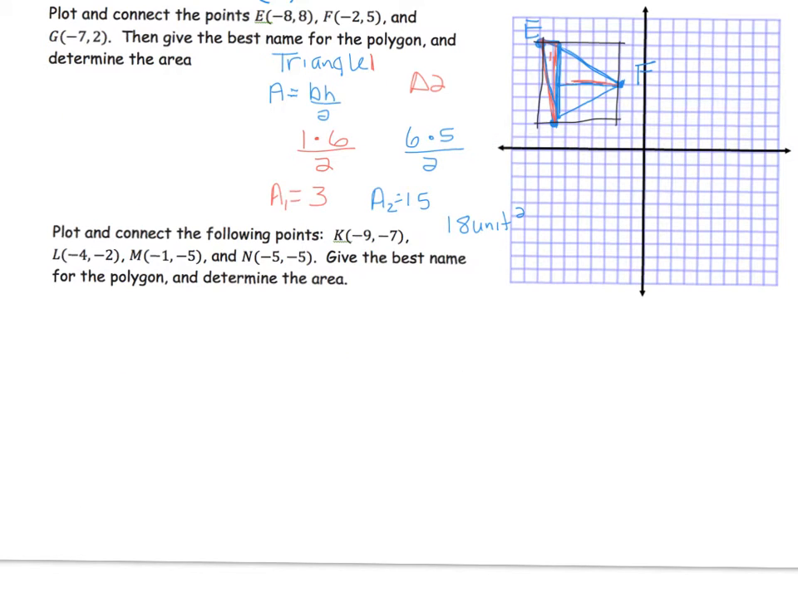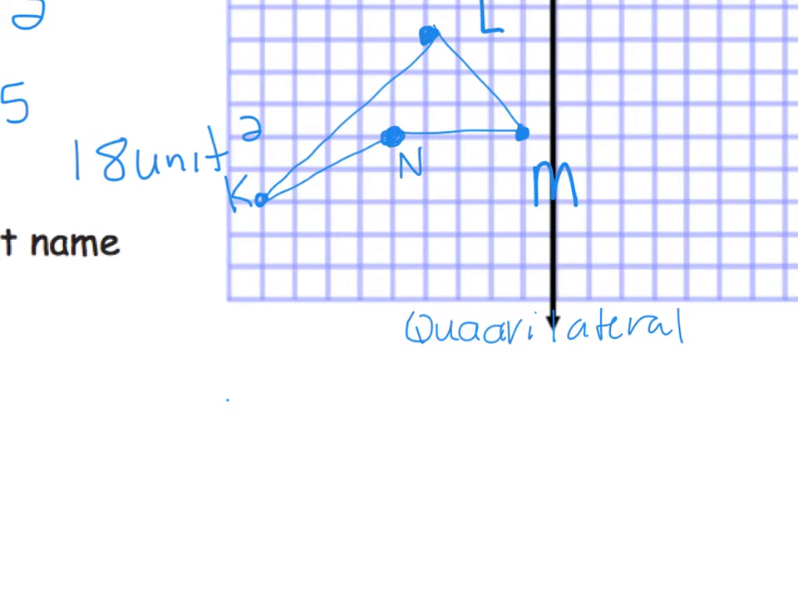Okay, so moving on to the second one. If you could please plot these points. This one is going to be a little bit more difficult because there's more points. Give the best name and then come back and we'll determine the area together. Okay, so first please check your points to make sure they're the same as mine. And then I asked you to name this before you came back. I named it quadrilateral because it has 4 sides, but it is not a rectangle or a parallelogram. There are no parallel sides, so the most we can name this is a quadrilateral.